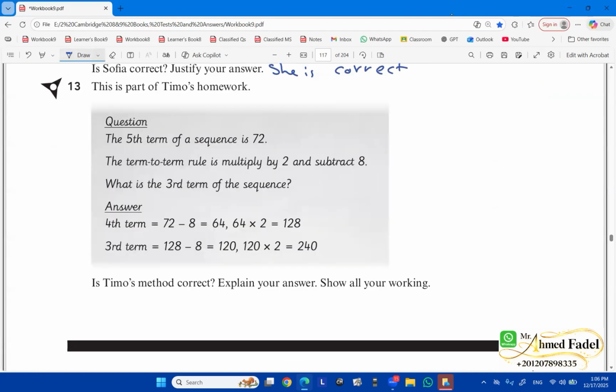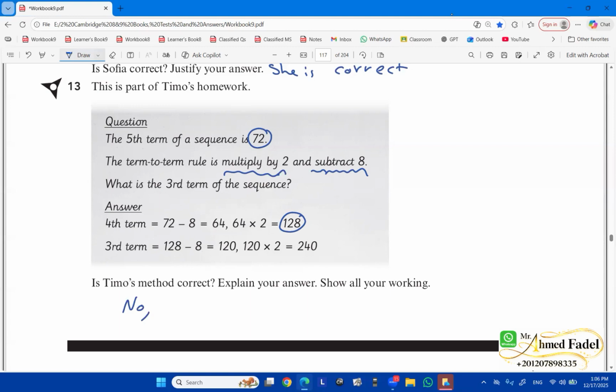Question 13. This is part of Timo's work. The fifth term of a sequence is 72. The term-to-term rule is multiply by 2 and subtract 8. What is the third term of the sequence? He wrote this. To get the fourth term, we're going to get 72. And he subtracted 8. Then he multiplied by 2. Then the third term, he got the 128. He subtracted 8 again. And then he multiplied by 2. Is his method correct? Definitely no. Explain your answer and show all your working.